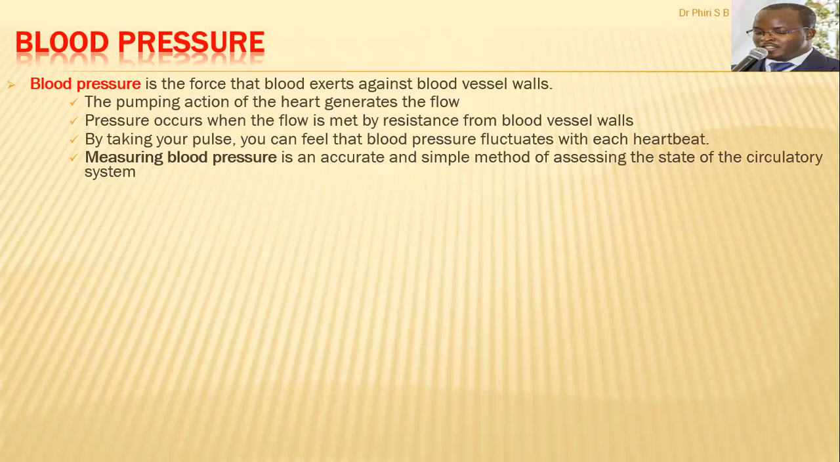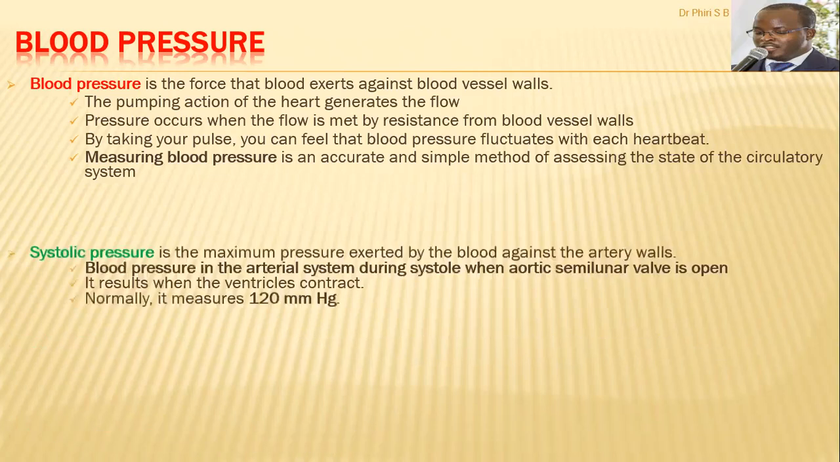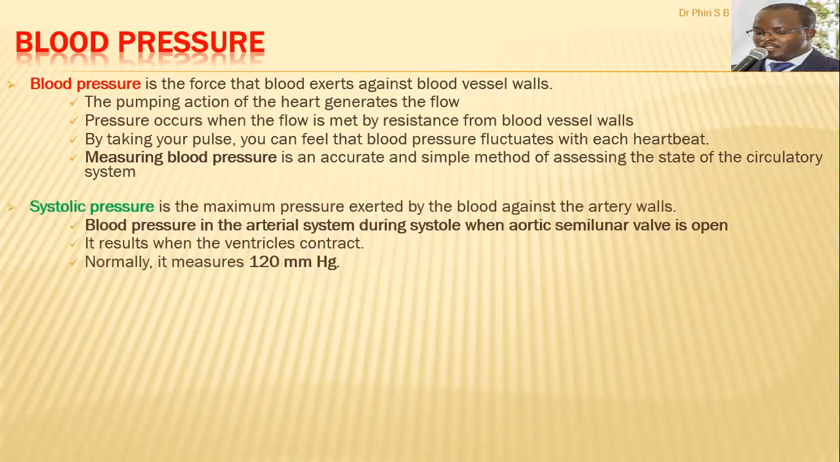So there are two types of blood pressure. You can have the maximum blood pressure or the minimum blood pressure. The maximum blood pressure, you'll be able to take during systole, when the heart is contracting to eject blood into the aorta. That maximum pressure created by the blood against the blood vessel walls is called systolic blood pressure. Systolic blood pressure is the maximum pressure exerted by the blood against the artery walls.